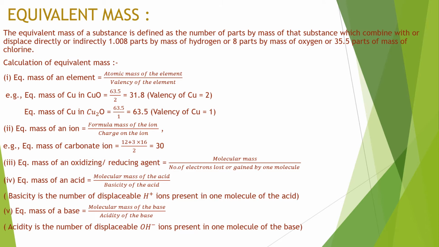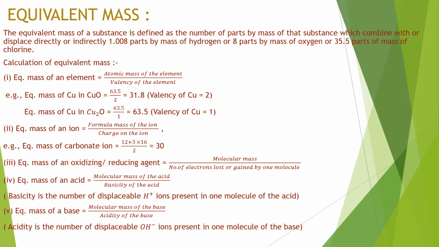Similarly, there are some more formulas for finding the equivalent mass. The equivalent mass of an oxidizing or reducing agent can be calculated as molecular mass upon the number of electrons lost or gained by one molecule. Next, to calculate the equivalent mass of an acid, we use the molecular mass of the acid divided by the basicity of the acid. What is the meaning of basicity? Basicity is the number of displaceable H+ ions present in one molecule of the acid.